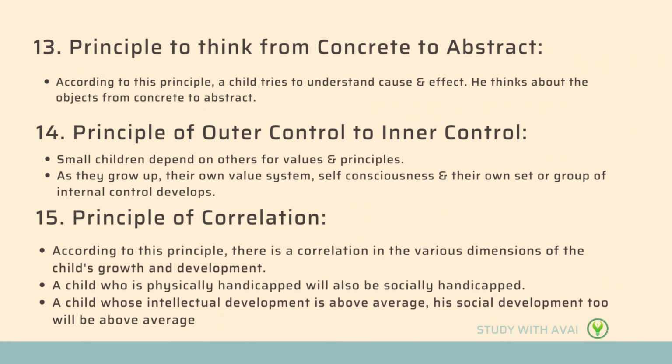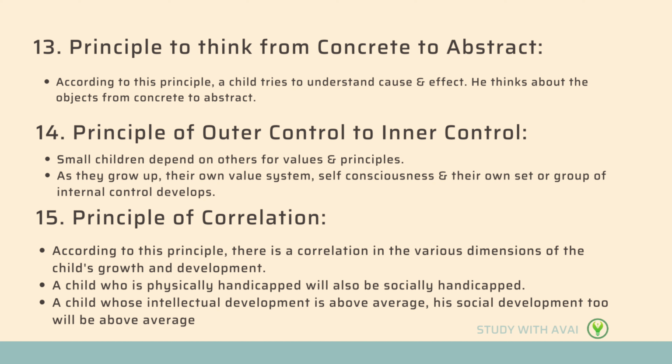13. Principle to think from concrete to abstract. According to this principle, a child tries to understand cause and effect. He thinks about the objects from concrete to abstract. 14. Principle of outer control to inner control. Small children depend on others for values and principles. As they grow up, their own value system, self-consciousness and their own set or group of internal control develops.